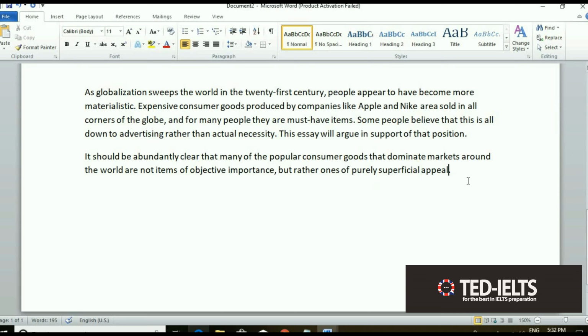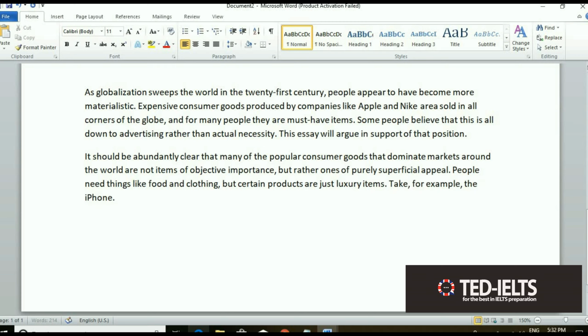So this is kind of a broad statement. So my next sentence is going to explain it in more depth. So people need things like food and clothing. Right, so I've expanded my broad statement. Now I'm introducing an example. Take, for example, the iPhone. So I'll then have a sentence or two to talk about my example.